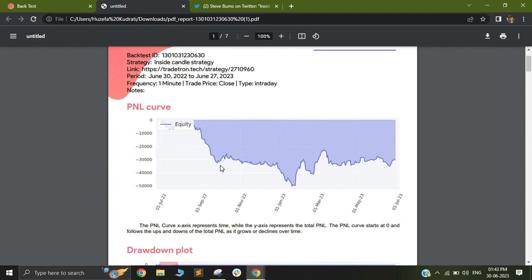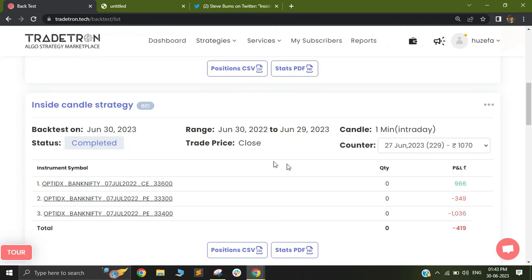But what can be done in order to improvise this strategy? You can see that although this PNL graph is negative, it's quite a stellar negative, right? It has given a good return in this particular period of time, and it's not that this entire return has been wiped away. So if we look at some improvisations on this strategy, one idea would be completely inverting the trades. If we are taking a call trade, we would invert it and take a put trade.